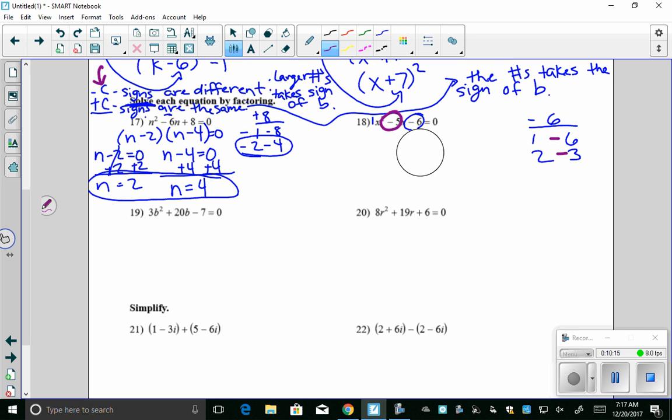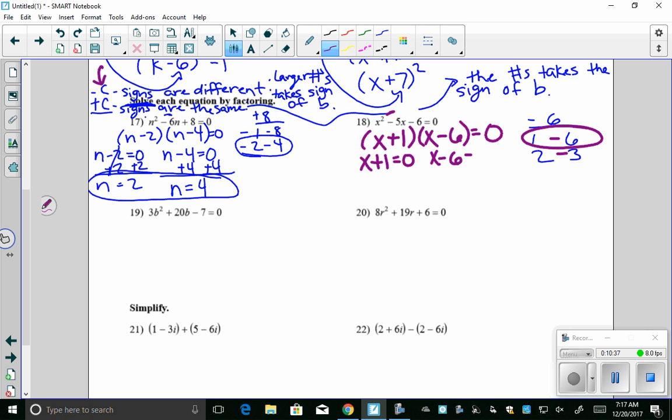Now, which of the factors will add to give you negative 5? 1 and negative 6. X plus 1, x minus 6 equals 0. Set them both equal to 0. Solve for x. X equals negative 1. X equals positive 6.